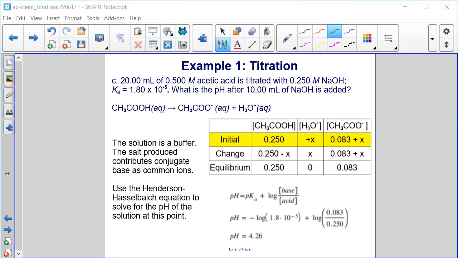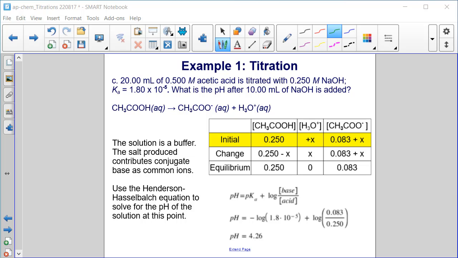All right, so the solution that we have is a buffer. We have some concentration of acetic acid and some concentration of the acetate ion. The salt produced contributes conjugate base as common ions. So we could use a Ka expression to find the pH, but if you remember from our unit on buffers, we could use the Henderson-Hasselbalch equation to solve for the pH of the solution at this point.